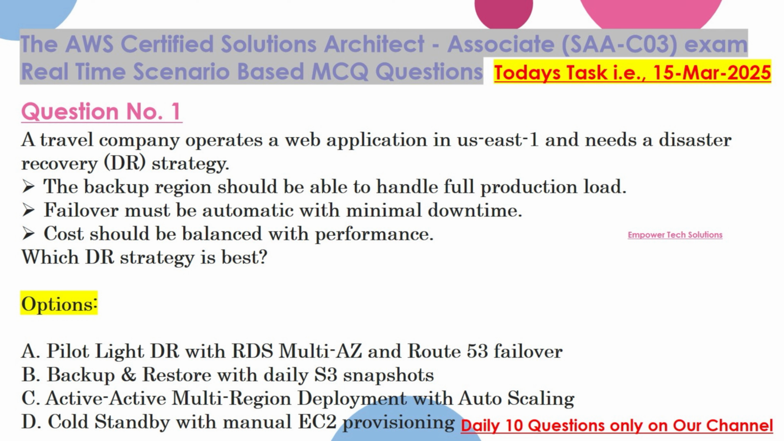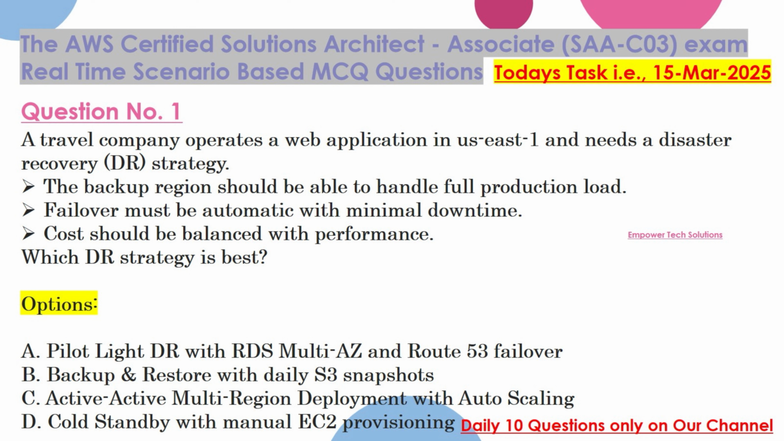Question 1. A travel company operates a web application in SAA-C03 and needs a disaster recovery (DR) strategy. The backup region should be able to handle full production load. Failover must be automatic with minimal downtime. Cost should be balanced with performance. Which DR strategy is best?